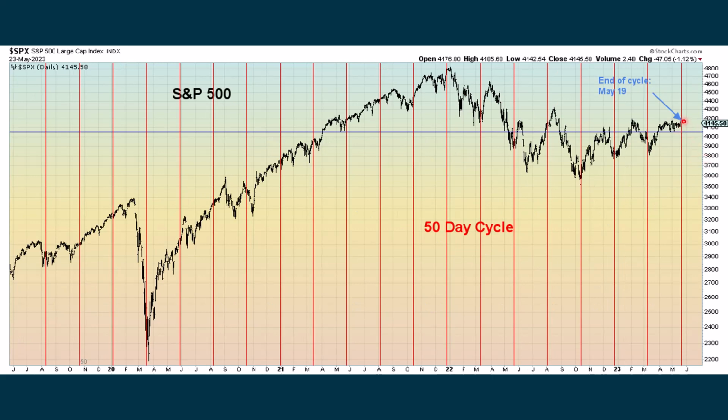Also, we're now coming into a new cycle. We ended the cycle last Friday. Is that going to signify a change in the trend? And then this blue line is a line of support at the 4080 level.